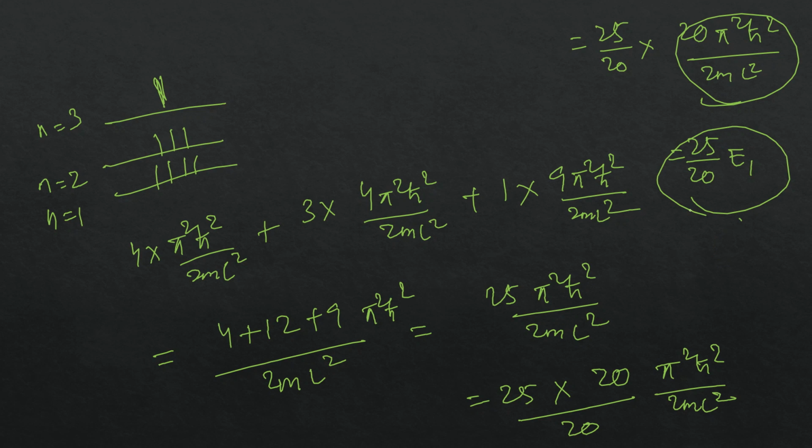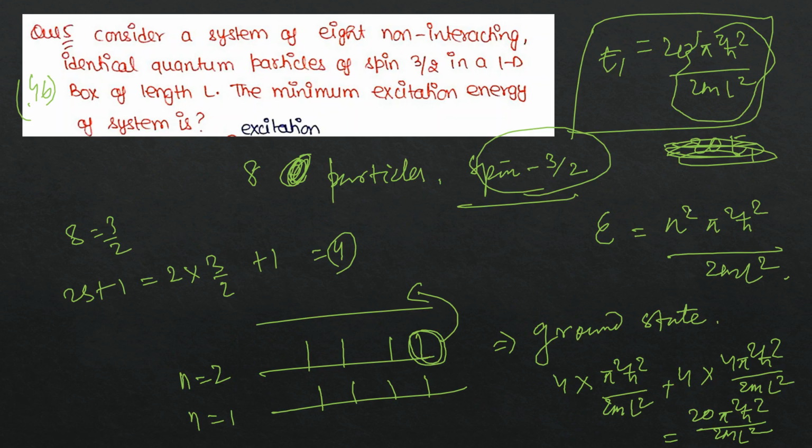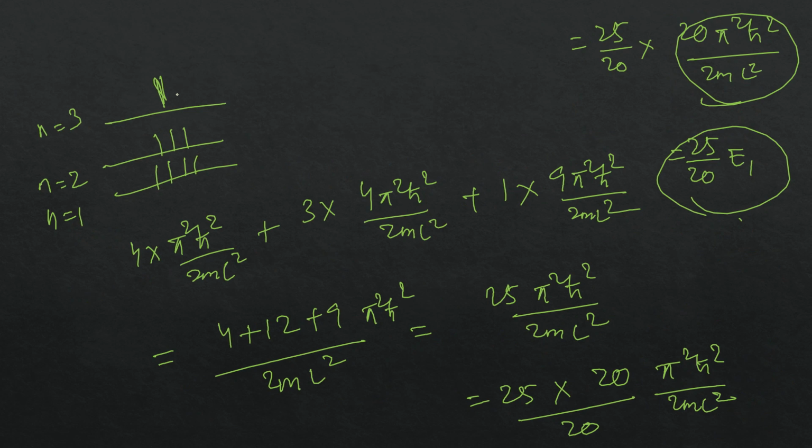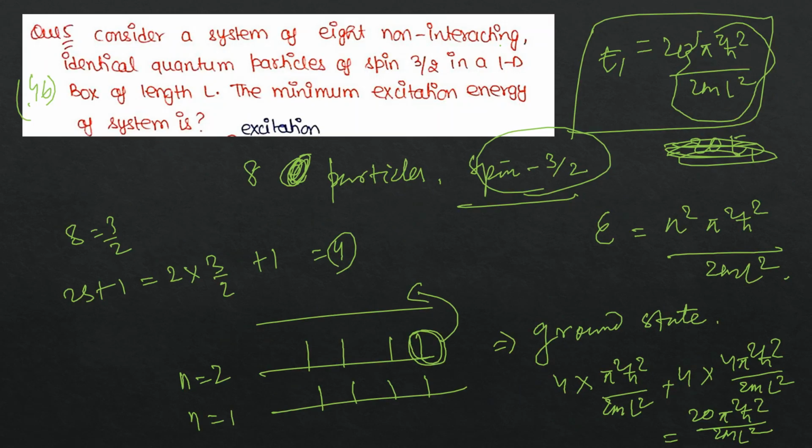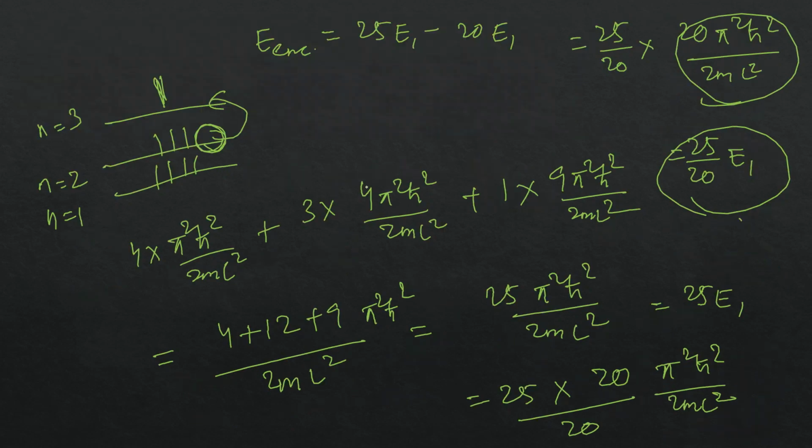Otherwise, what is asked in the question? The minimum excitation energy of this. Okay, excitation energy. Excitation energy means how much energy is required for this particle to go from here to here. That will be simple. E excitation will be, for this state, 25 E1, minus 20 E1, the previous one, the ground state. So it will be 5 E1. That is the answer.